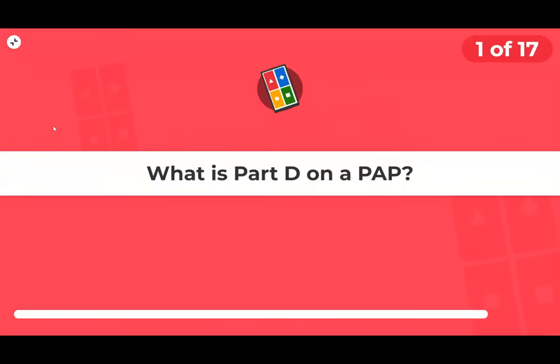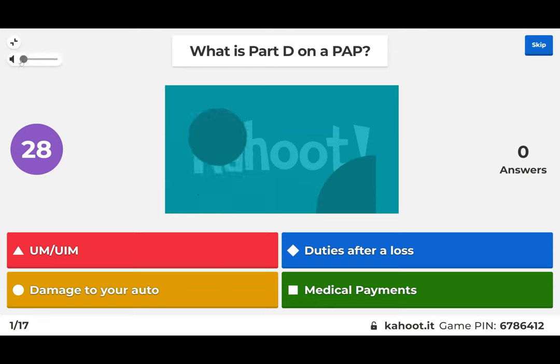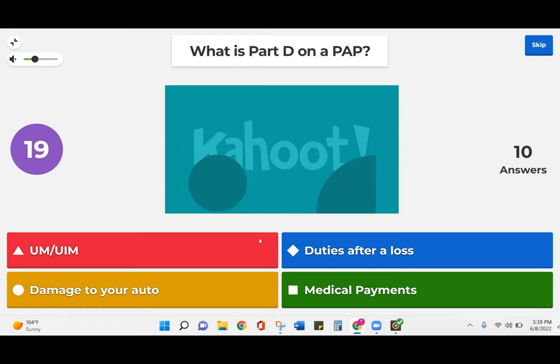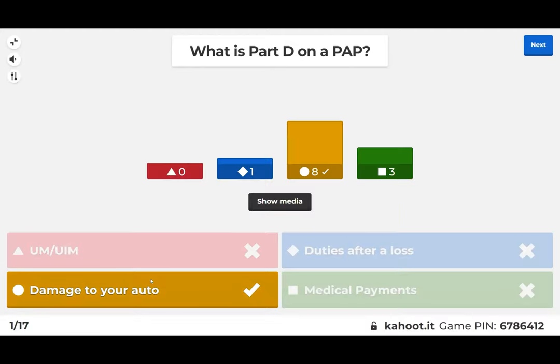What is part D on a PAP, a personal auto policy? Okay. Part D is damage to your auto.